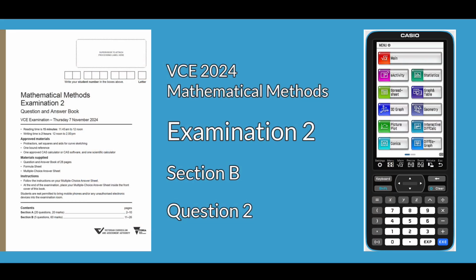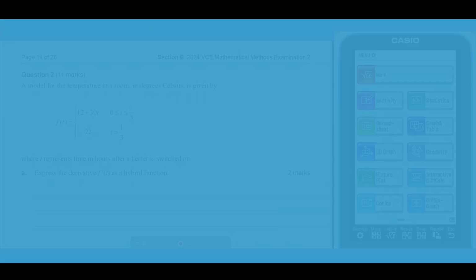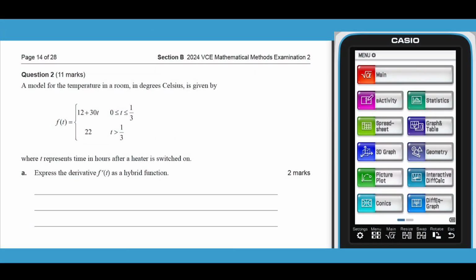This video will present solutions to the VCE 2024 Mathematical Methods, Written Examination 2, Section B, Question 2. This question starts with a model for the temperature of a room that uses a piecewise function f of t. In Part A, we are asked to express the derivative f dash t as a hybrid function.